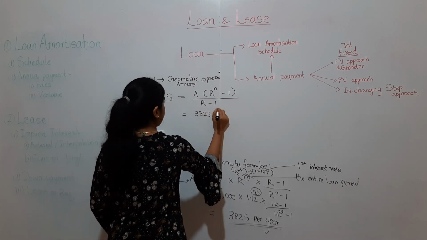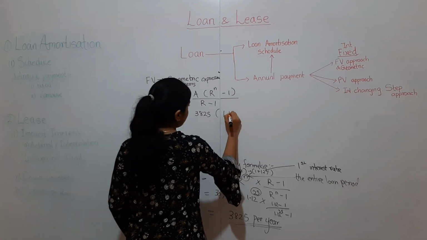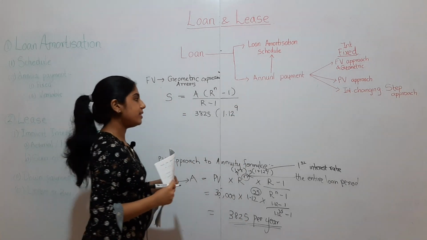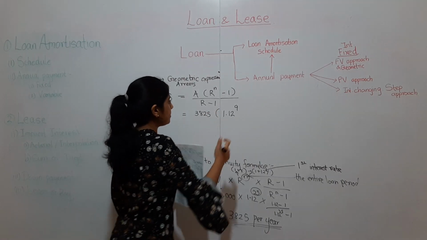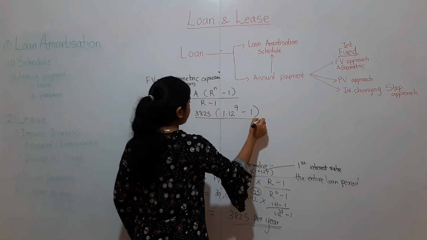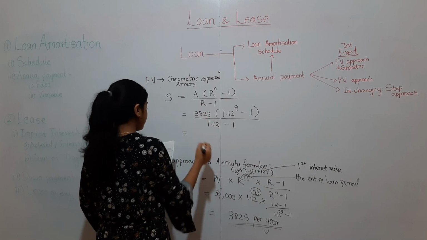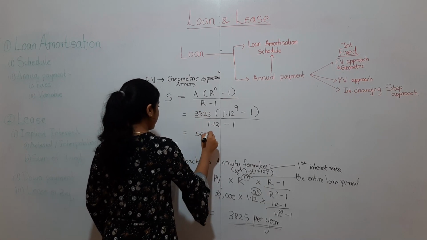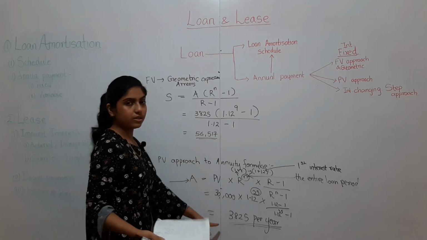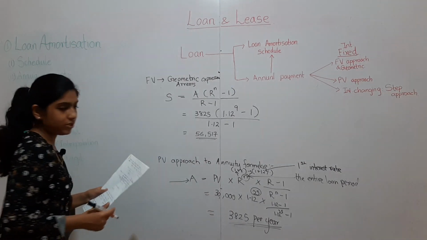3,825 every year we pay at the interest rate of 12% for 9 years. Surely we have to pay for 9 years. And minus 1, the 12% interest, and that divided by the 12% interest minus 1, you will get 56,570. This is the future value of the annual repayments you made. Okay, it doesn't finish there.